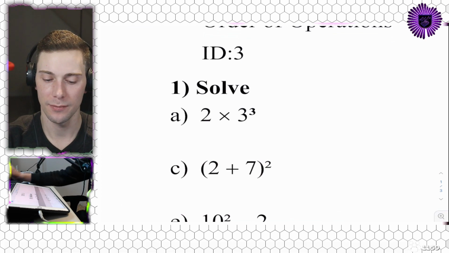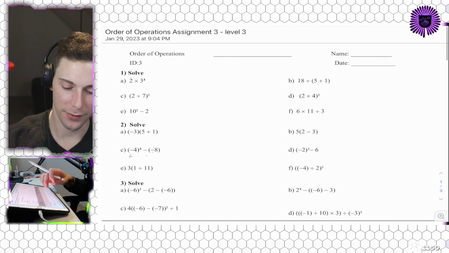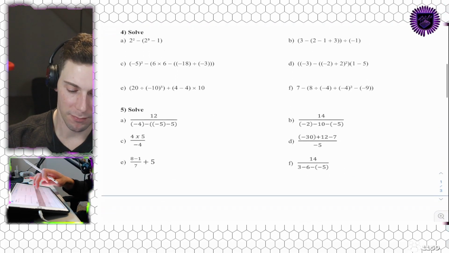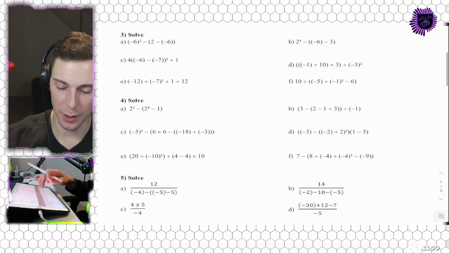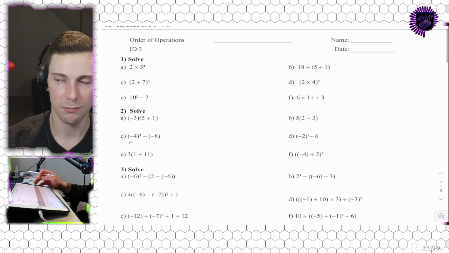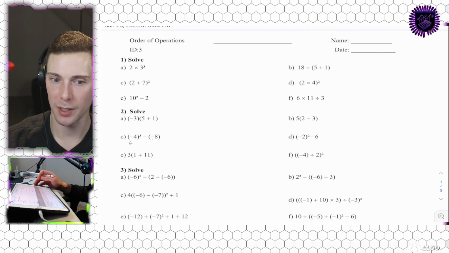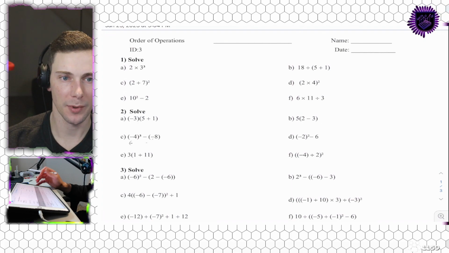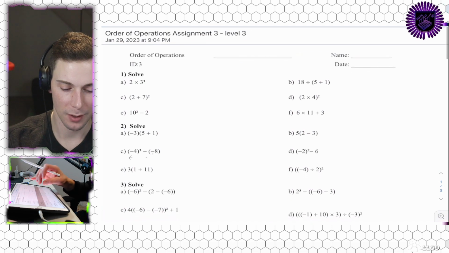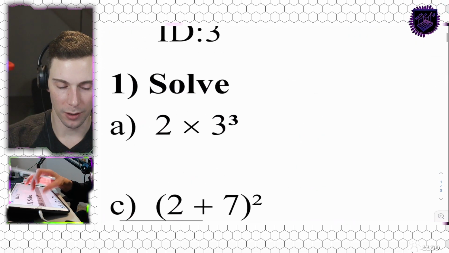Question 1A. If you have the worksheet in front of you, you can see you've got 30 questions, or 20 questions or something like that, depending on what level it is. But you're all gonna have this one.